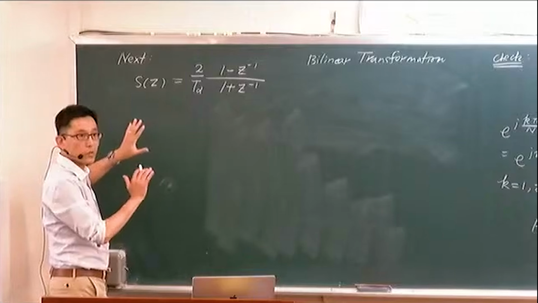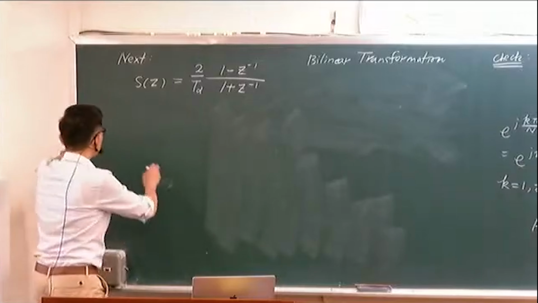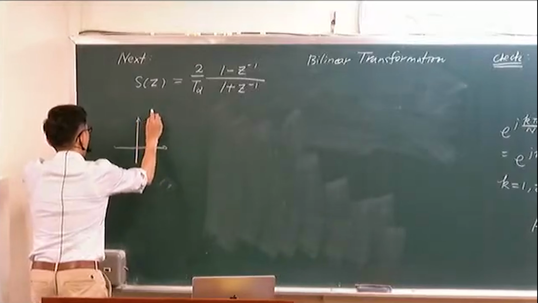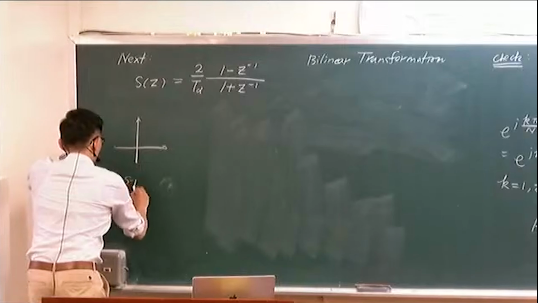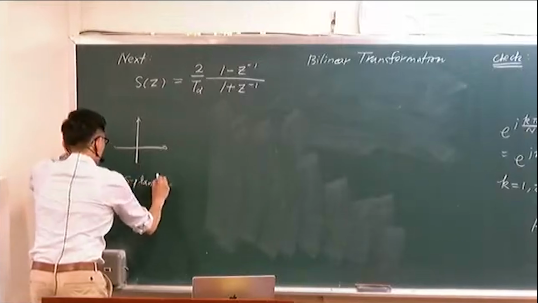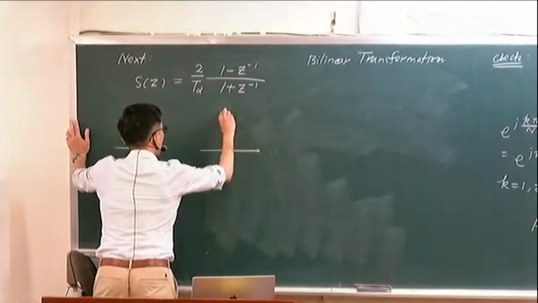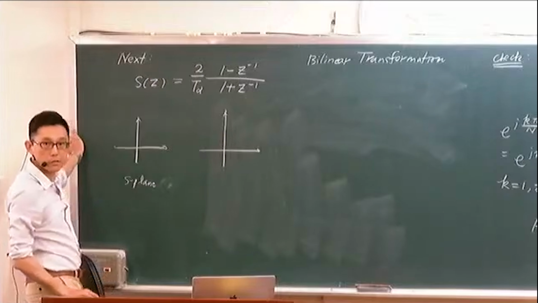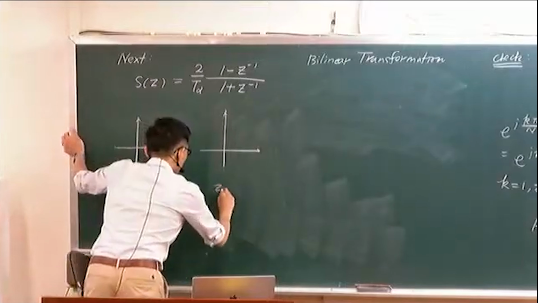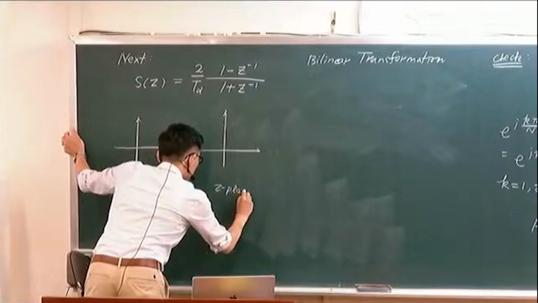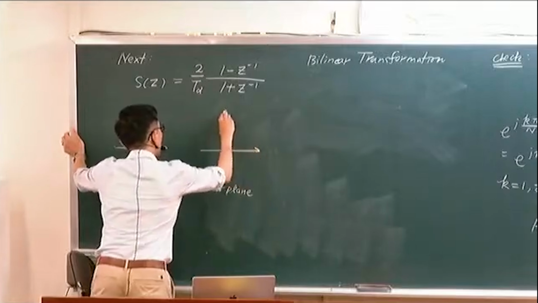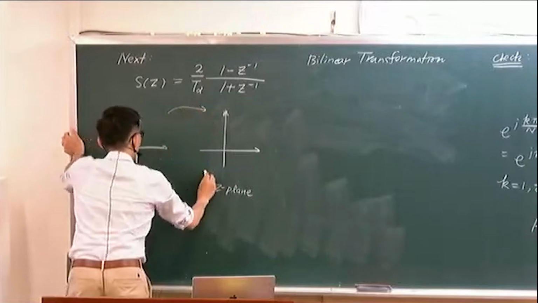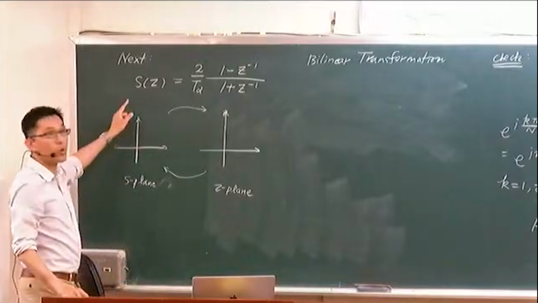So basically, we're going to see that this is a mapping between the S domain and the Z domain. Both are complex numbers. Both Z and S are complex, right? Z plane. So it's a mapping from S to Z or from Z to S. It turns out that it's actually a one-to-one mapping.